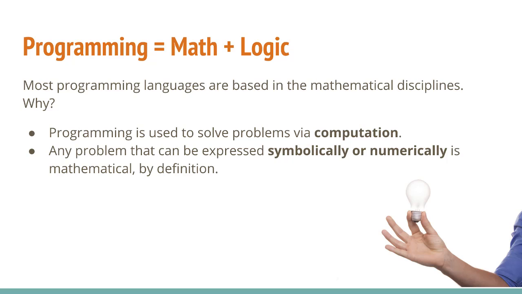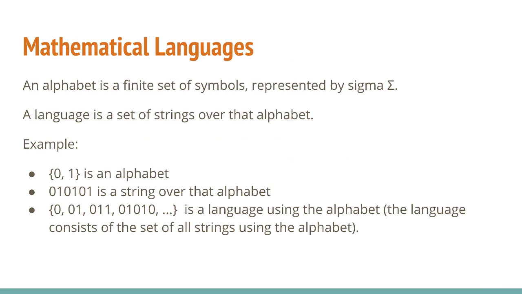Why is this? Why are programming languages based in the mathematical disciplines? Well, computer science grew out of math. And even today at some universities you'll see computer science as being offered by the math department. Why is this? Well, programming is used to solve problems via computation. And any problem that can be expressed symbolically or numerically is mathematical by definition. Ultimately, programming is just problem solving. We just use computation to do it. That said, programming languages are ultimately mathematical languages.